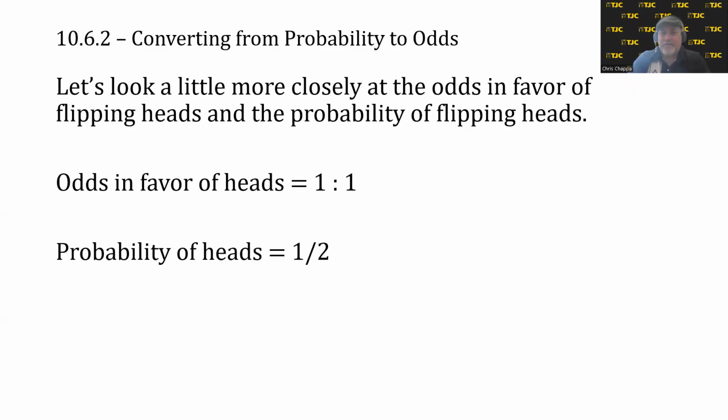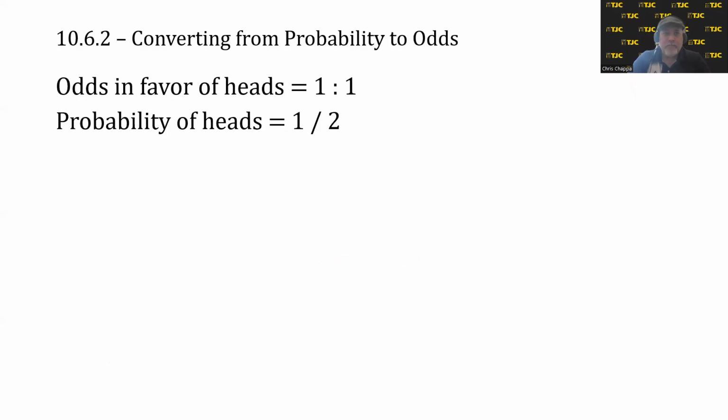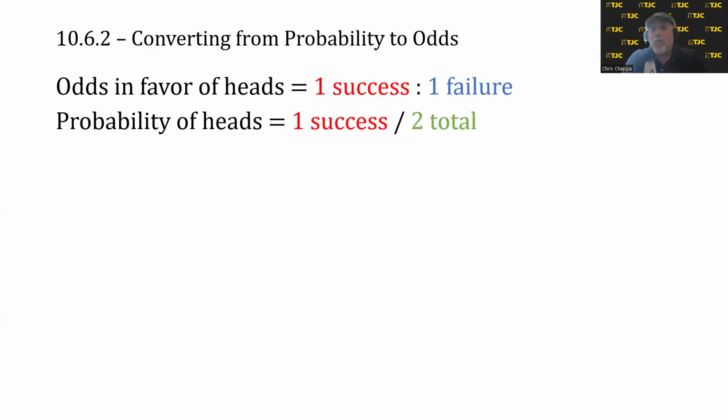The probability of heads is 1/2. Now let's insert what each of these numbers represents. Here are the odds and probability. And remember that odds in favor of is successes to failures. Probability is successes to total. So when I say 1 to 1 on the odds, I'm saying 1 success for every 1 failure. When I'm saying 1/2 for the probability, I'm saying 1 success out of 2 total outcomes.